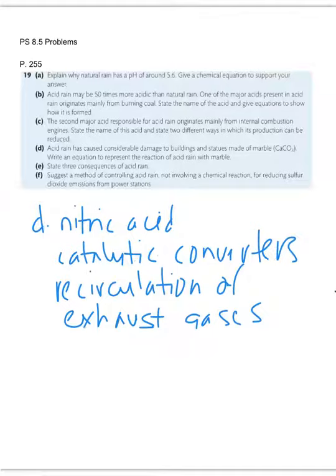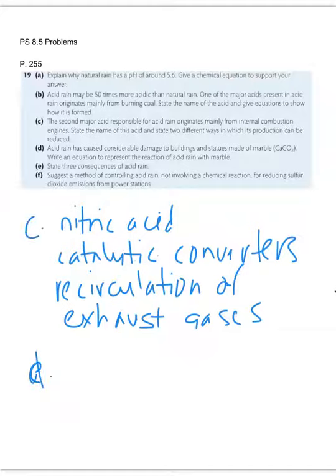Part D, acid rain has caused considerable damage to buildings and statues made of marble, CaCO3. Write an equation to represent the reaction of acid rain with marble. And so if I look at CaCO3, I guess this was actually C here. I've got my lettering messed up, so let me create some space here. This is C. This is going to be D here.